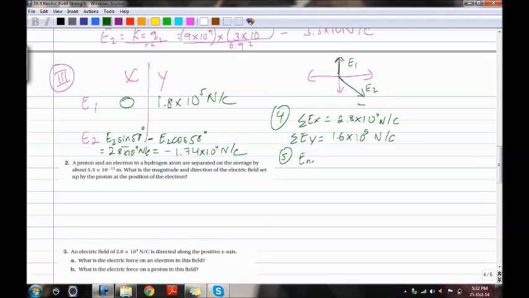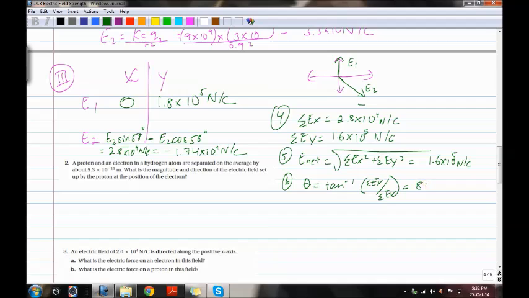Step five, let's find the E net, which equals the radical of the sum of Ex squared plus the sum of Ey squared, so the answer would be 1.6 times 10 to the power 5 Newton per coulomb. And the sixth step is to find theta, which is tan inverse of the sum of Ey over the sum of Ex. So the answer would be 81.1 degrees. That's the theta. Now that's it for the first question. Now moving on to the second question.